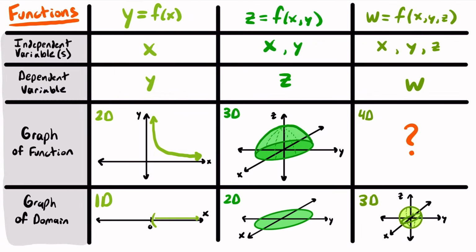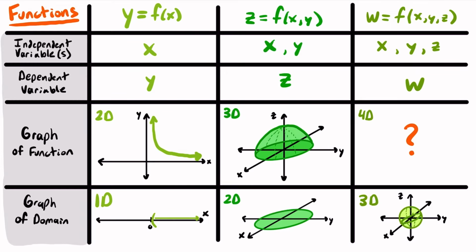And then just as we got done discussing, the dependent variable in each case is y for the single variable function, z for a function of two independent variables, and w for a function of three independent variables. But now let's talk about the graphs. What do the graphs look like for each of these types of functions?